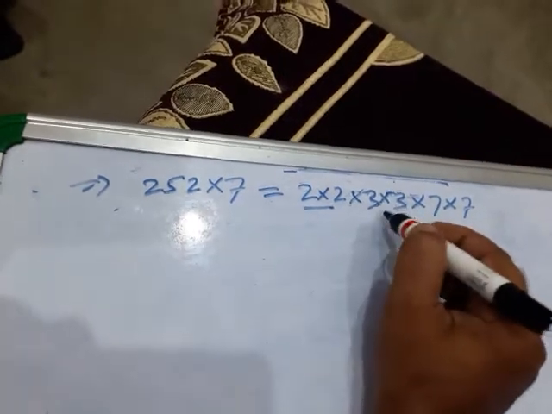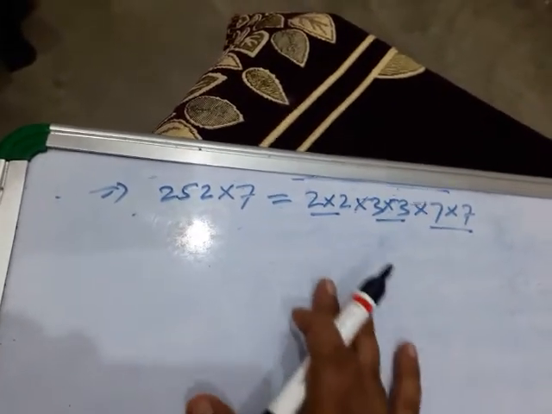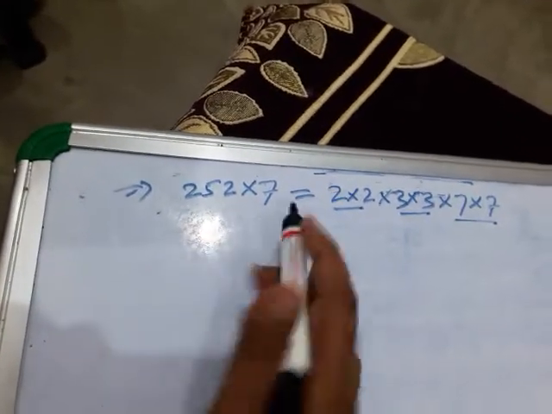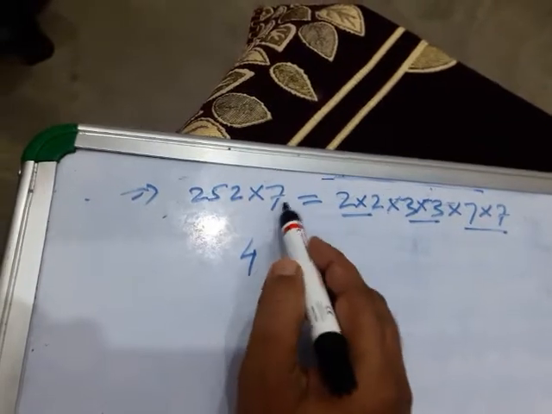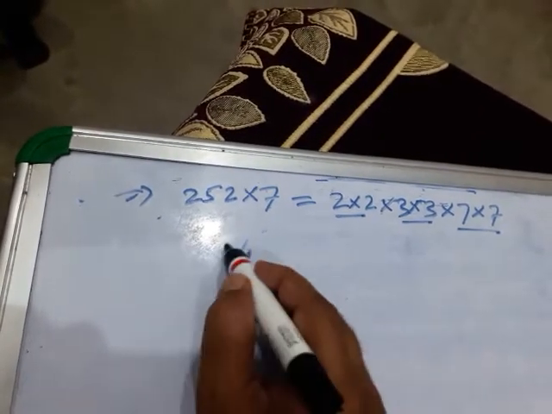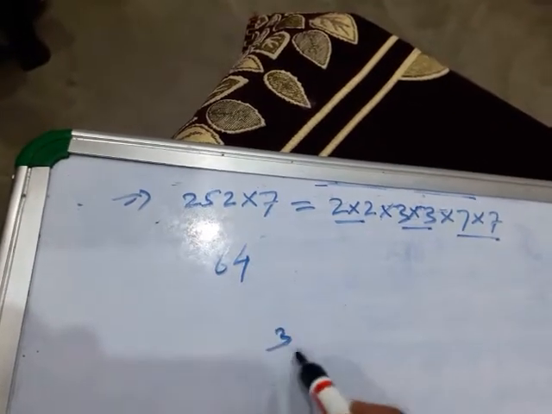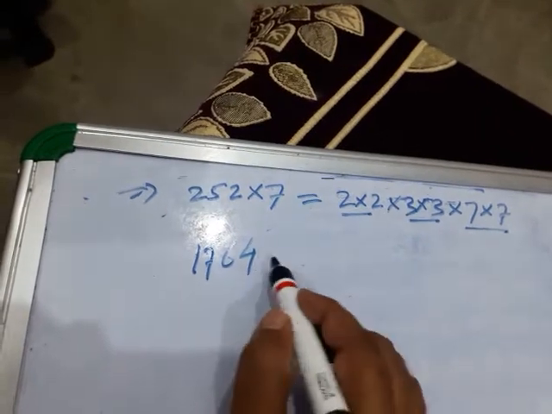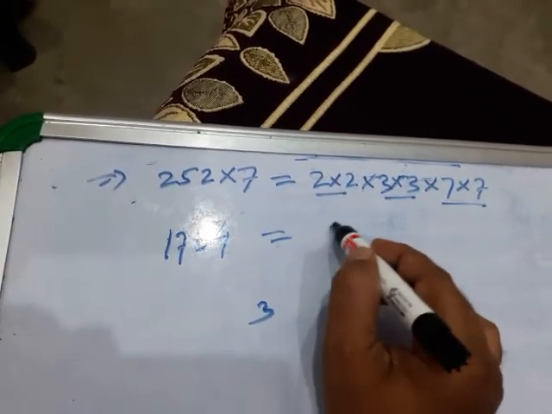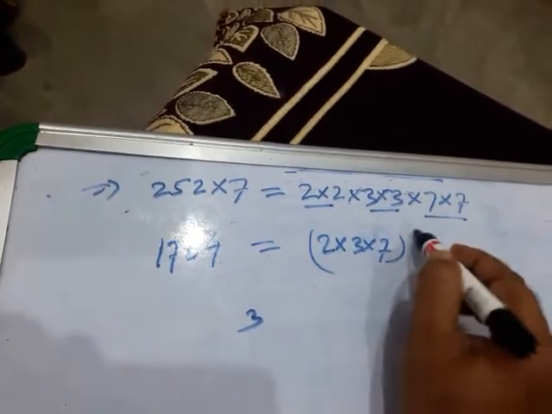Here make pairs. This is this one, this is this one. Okay children, now all the factors are in pairs. Now 252 times 7 is what? 7 times 4 is 28, 7 times 5 is 35 and 1 is 36, and this 3 is carried over. 7 times 2 is 14 and 3 is 17, so that is 1764, which equals 2 into 3 into 7, that is a whole square.